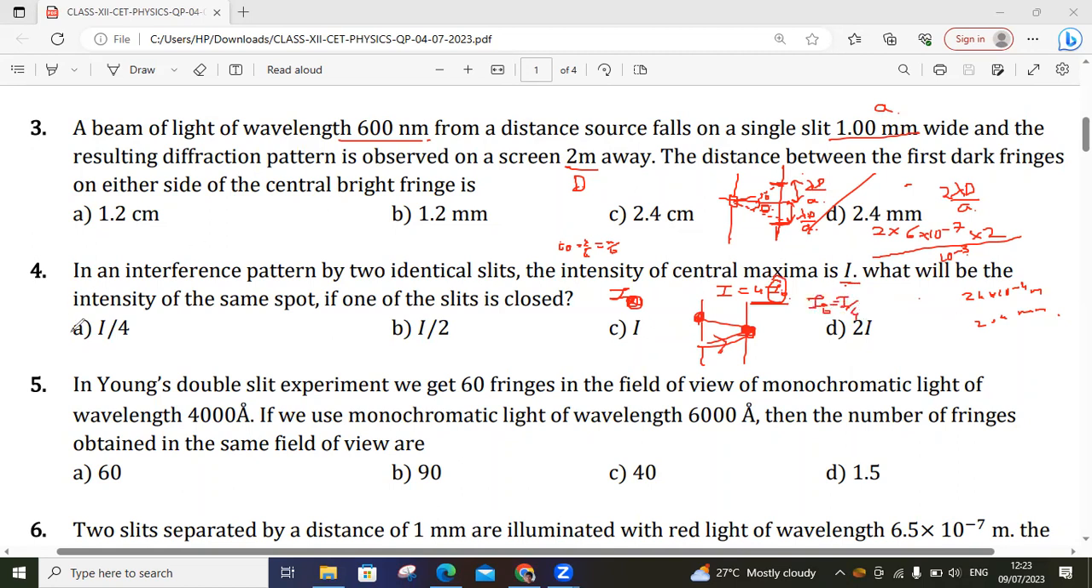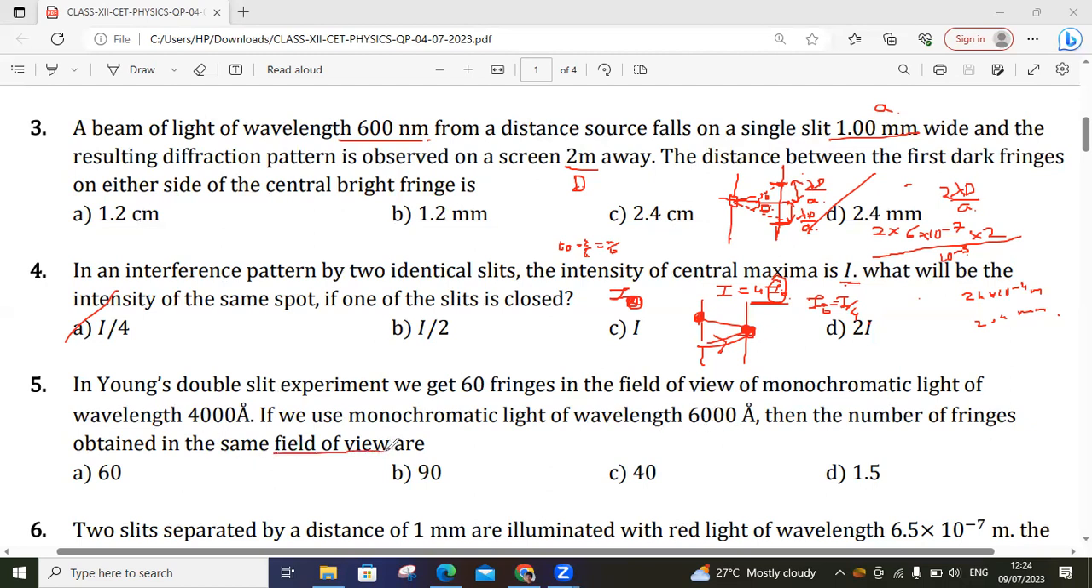So is I by 4. In Young's double slit experiment, we get 60 fringes in the field of view of monochromatic light of wavelength 4000 angstrom. If we use monochromatic light of wavelength 6000 angstrom, then the number of fringes obtained in the same field of view is what? Means they are basically telling screen's width.